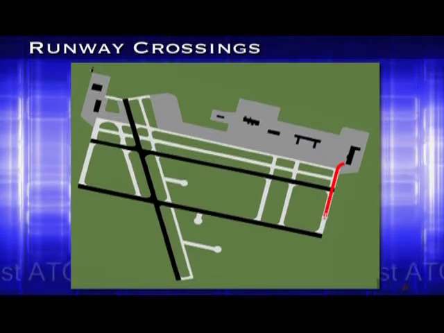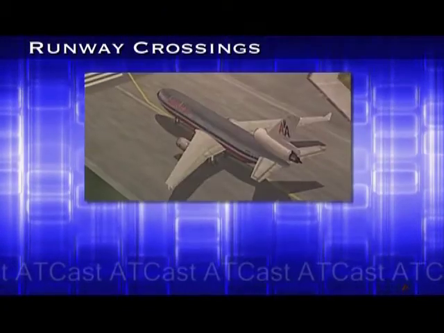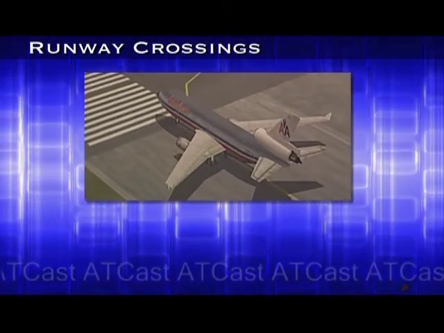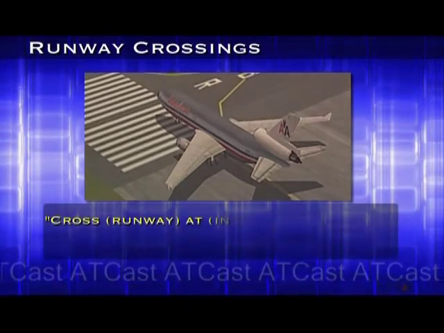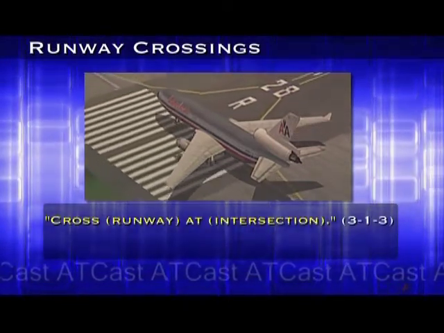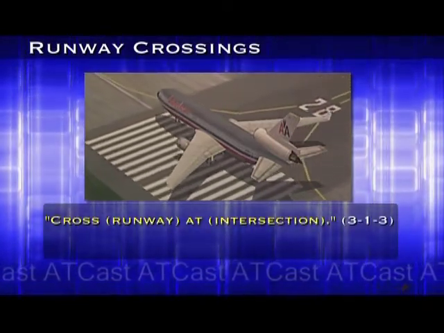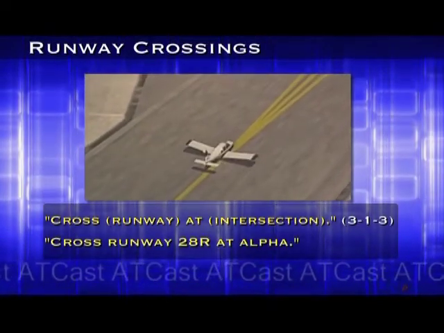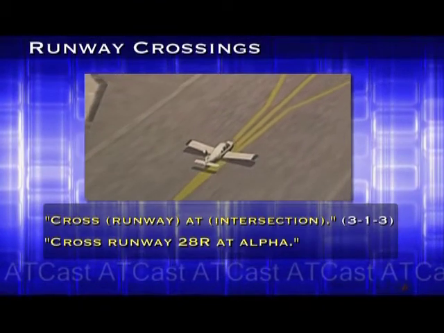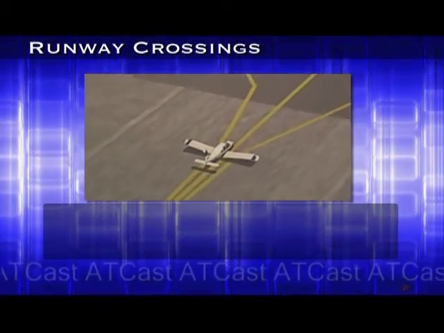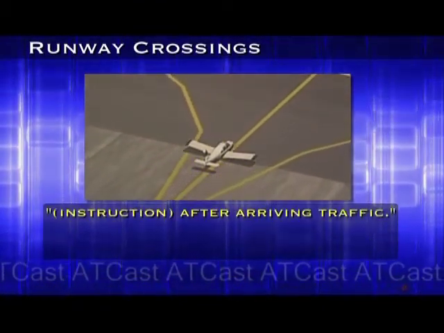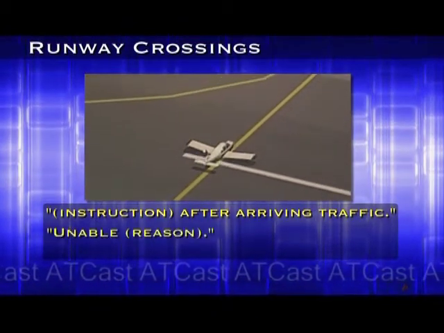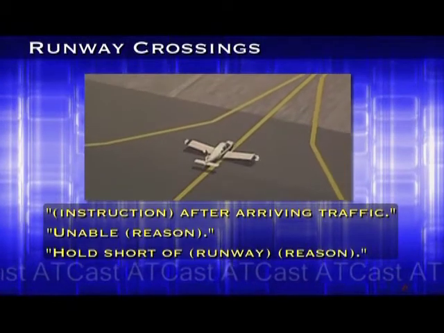In order to cross runway 28 right in this example, or any active runway, you have to get permission from the local controller who is working that runway. You do so by saying "cross" the name of the runway at the appropriate intersection. In this case, it would be "cross runway 28 right at Alpha." When granting permission to cross the runway, the local controller will repeat what you said and may add an instruction like "after arriving traffic." If they can't let you cross the runway, they may say "unable" or "hold short of the runway," and then provide a reason.